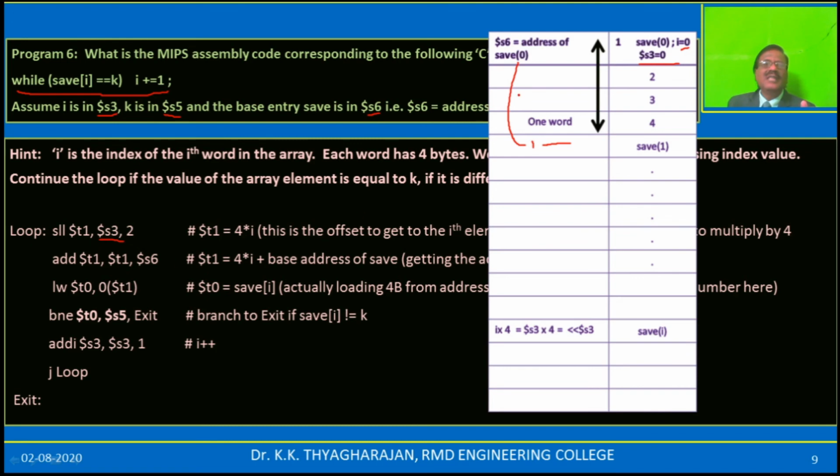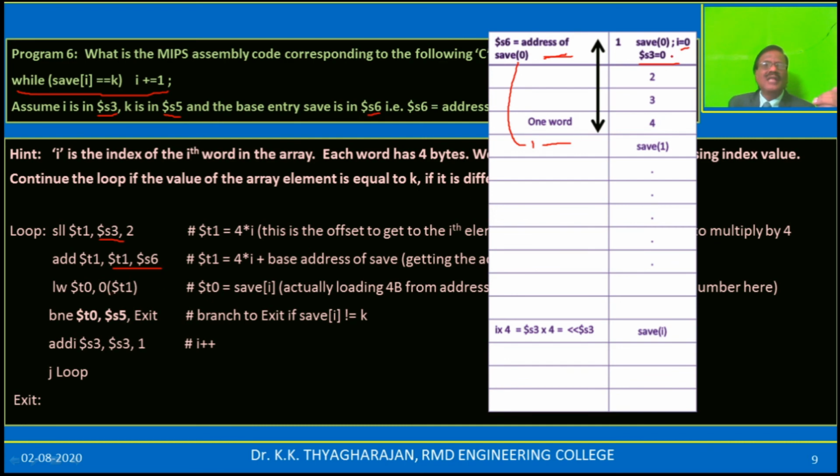Now the base address is this one. Base address may be 1000, 2000, any value. With that value, you add this 0. Now you will be getting only the base address. So these two are added. T1 has 0 now, and S6 has the base address. Now these two are added. So you will still be at the base address, and that will be stored in T1. So T1 will have the address of the first word now.